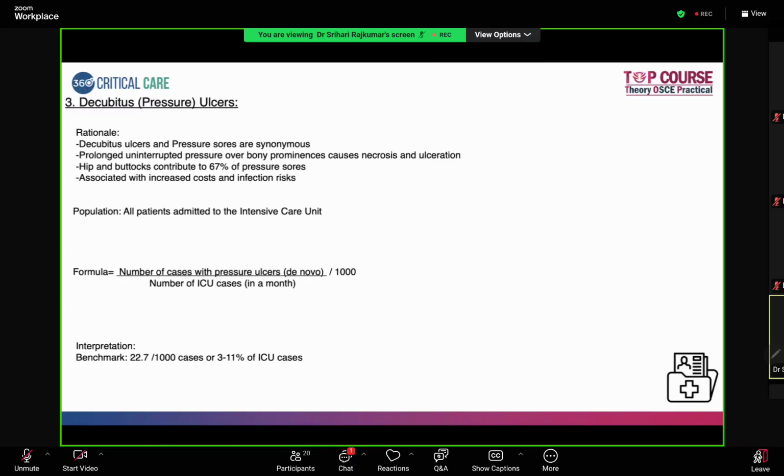So the benchmark is 22.7 per 1,000 cases, or 3 to 11% of the ICU cases. The benchmark and numbers that I'm mentioning are just for your knowledge. From an exam perspective, if you're able to remember them, well and good, but at least the formula should be clearly kept in mind.